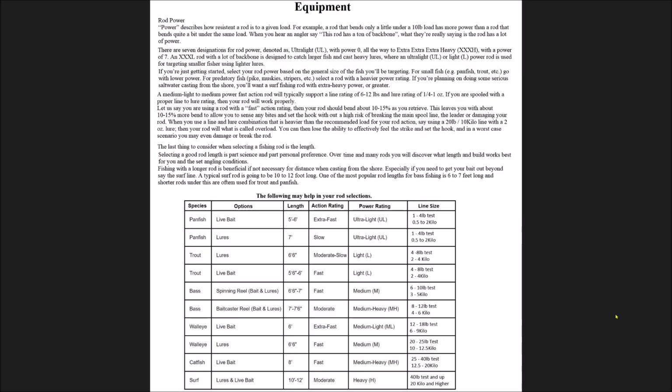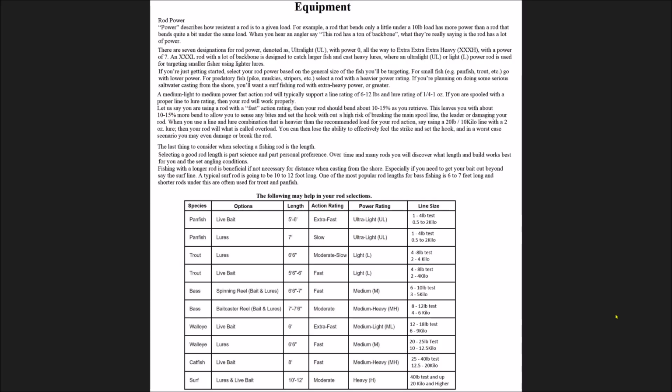When you use a line and lure combination that is heavier than the recommended load of your rod action, say using 20-pound kilo with a 2-ounce lure, then your rod will be what is called overloaded. You can then lose the ability to effectively feel the strike and set the hook, and in worst case scenarios you may even damage or break the rod, or you can snap the entire terminal rig off and it just goes flying off into nowhere and you've lost all your gear.